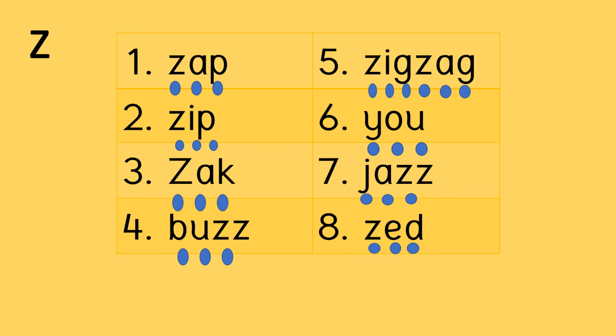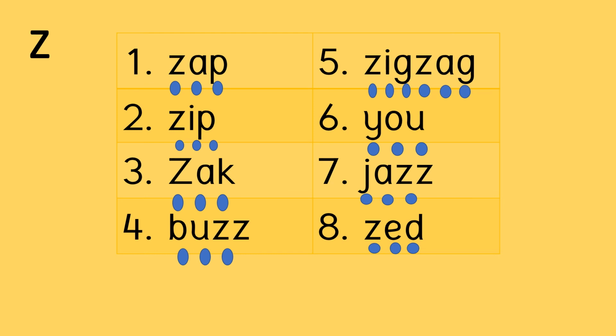Number 1, Z, A, P, zap. Your turn. Number 2, we've got Z, I, P, zip. Your turn. And number 3, we've got a name. Look, see a nice big capital letter. Z, A, K, Zach. Your turn. And number 4, B or Z, buzz. Your turn.